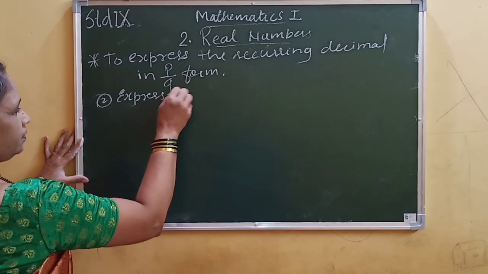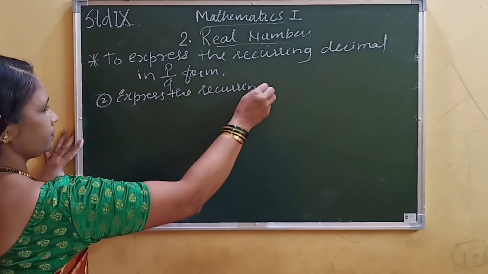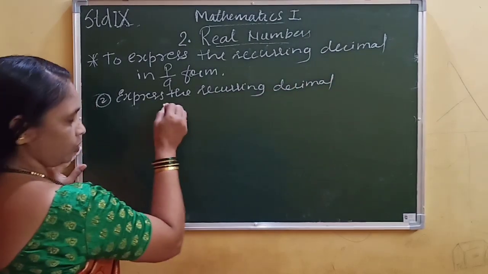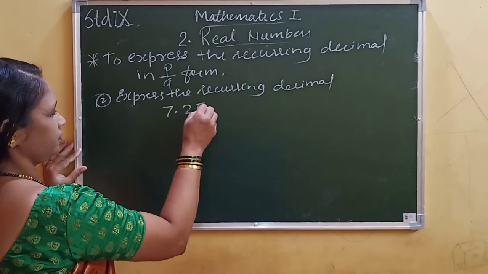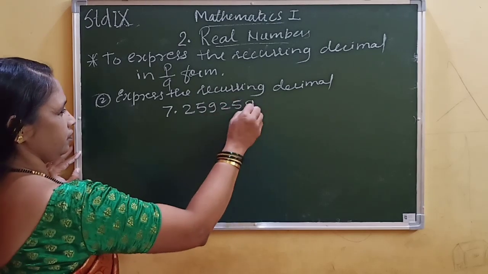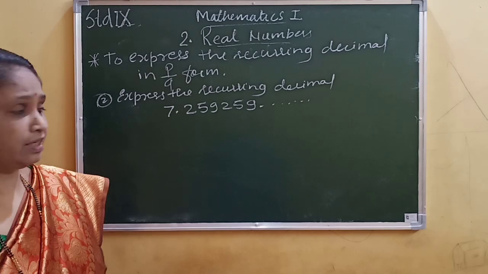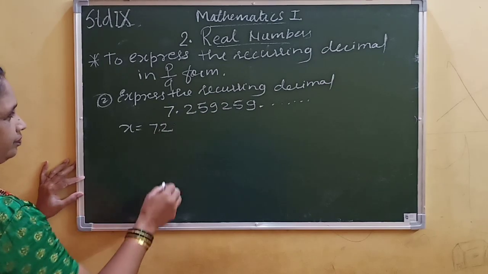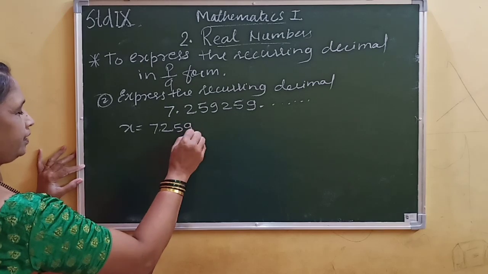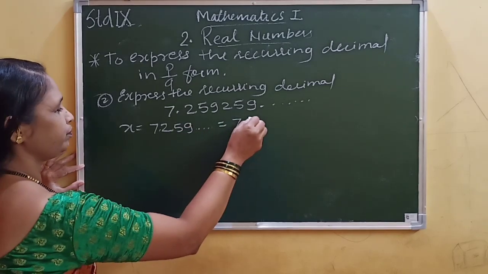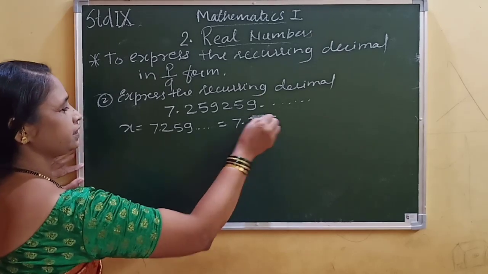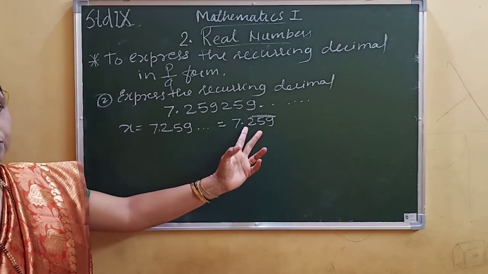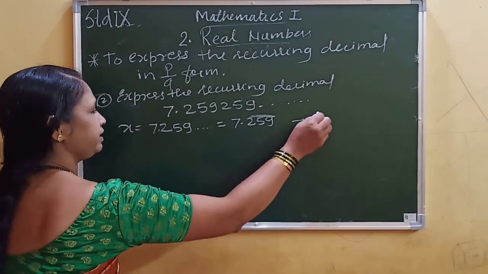Express the recurring decimal. Okay, this is recurring. Now see, here I will write the first step. x is equal to 7.259, which will be equal to 7.259. Now these 3 digits are repeating, so I will write a bar here. Here see, 259, 259. So on this you have to write the bar. Okay. Now this we will name as 1.